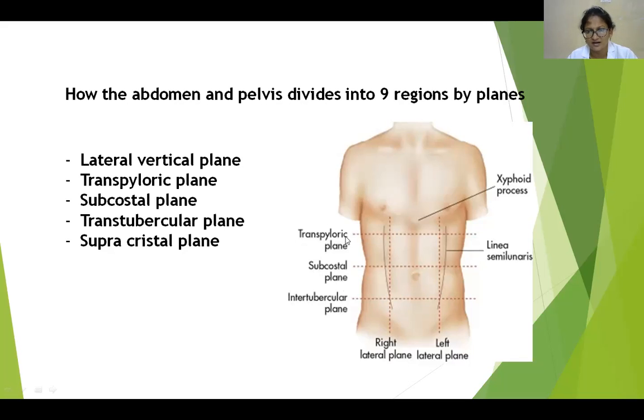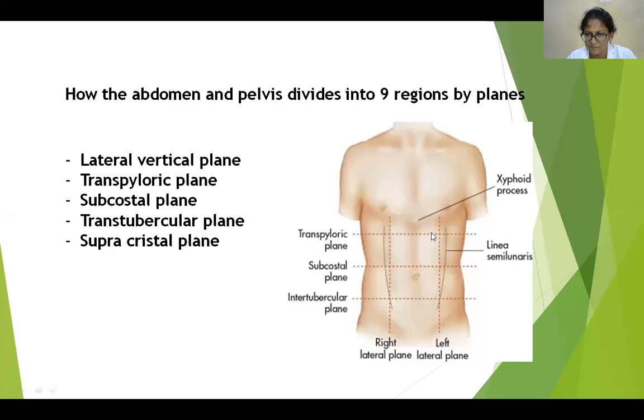Where are we going to draw the transpyloric plane? The transpyloric plane is at the midpoint between the suprasternal notch and the pubic symphysis. Here you should keep one point for the transpyloric plane. Either it will be drawn midway from the suprasternal notch to the pubic symphysis, or at the junction between the xiphoid process and umbilicus.